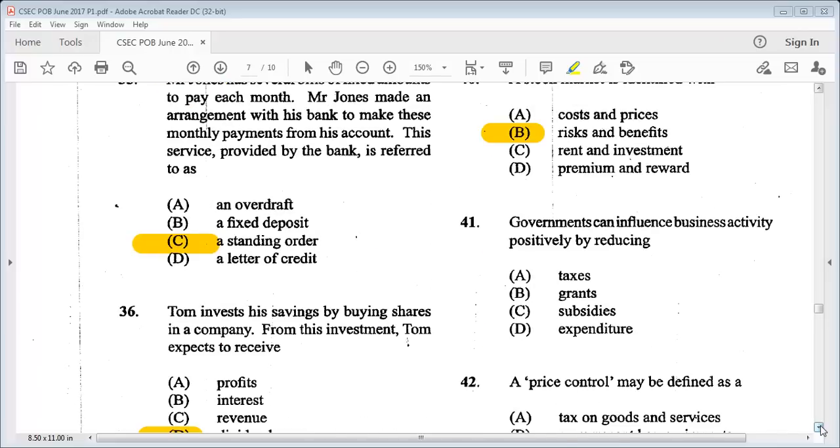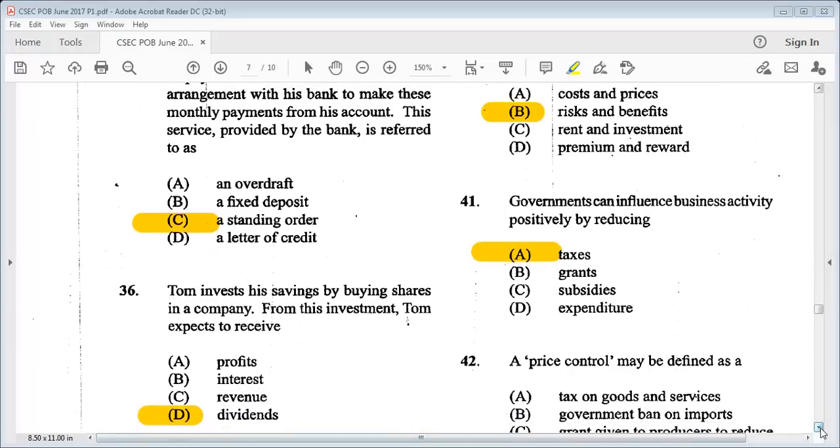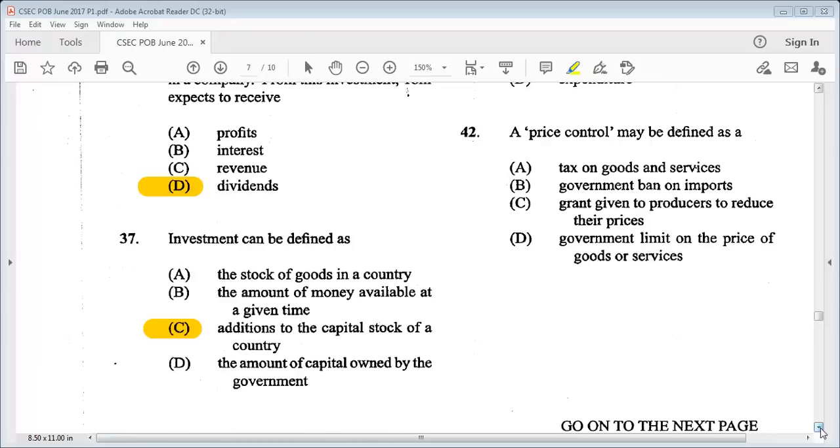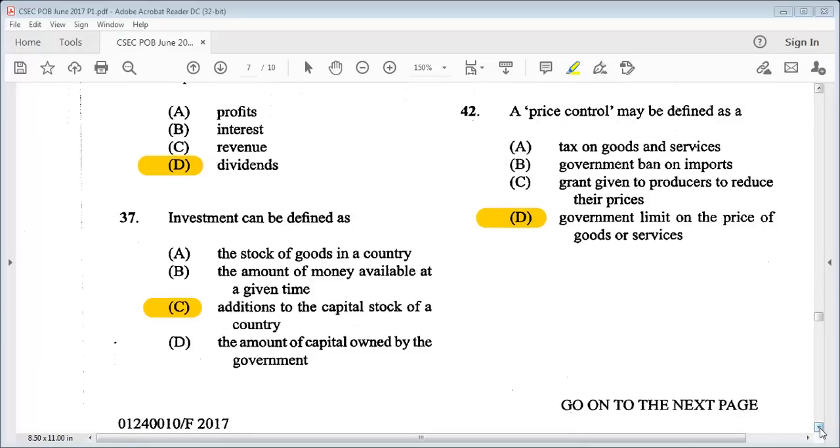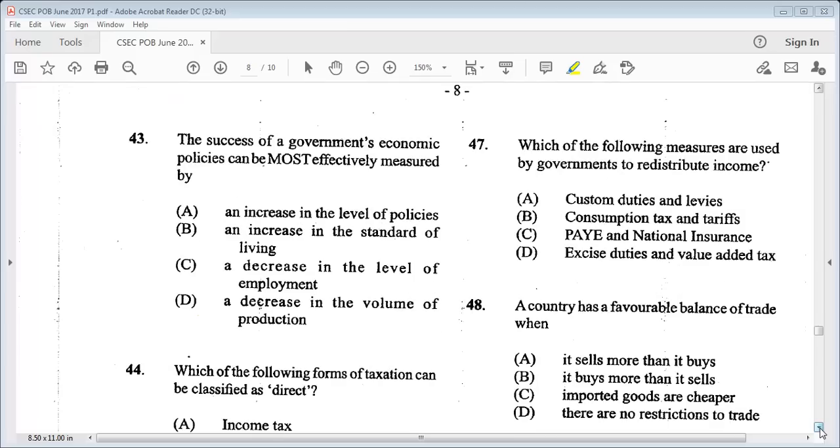Let's go on to 41. Governments can influence business activity positively by reducing, we know, A, taxes. 42 says, a price control may be defined as, we know it is, the government limit on the price of goods or services. Let's go on to 43. The success of a government's economic policies can be most effectively measured by, we know that is B, an increase in the standard of living.